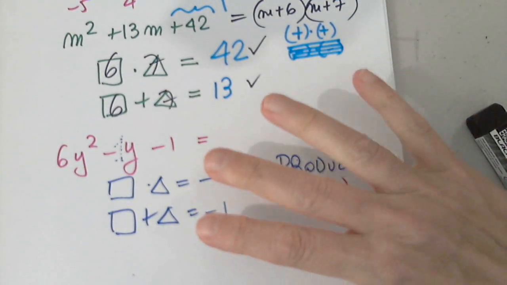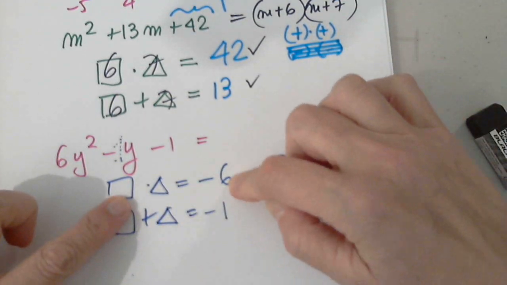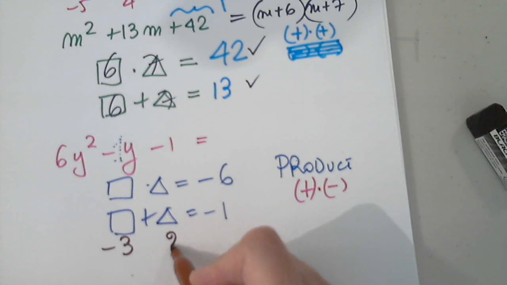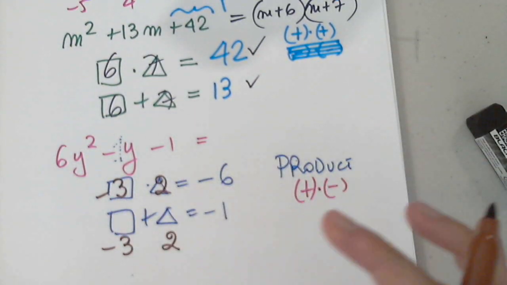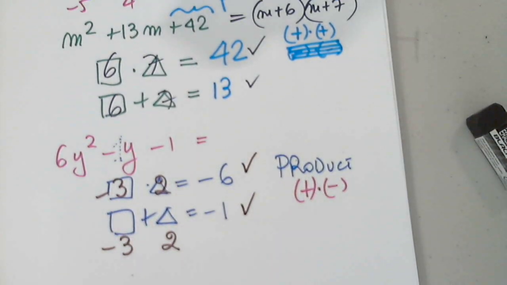So both conditions have to be fulfilled. I need two numbers whose product is negative 6 and whose sum is negative 1. Negative 3, 2. Very good. Negative 3 and positive 2. Let's check, of course, but just making sure. This is check, this is check.